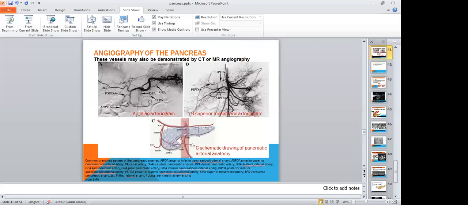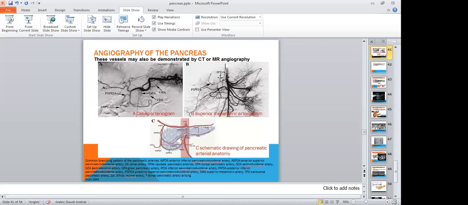This is the angiography through the celiac arteriograph. This is the catheter through the celiac vessel. This is the dorsal pancreatic artery, great pancreatic artery. This is the superior pancreatico-duodenal artery, its posterior branch, and this is the anterior branch.